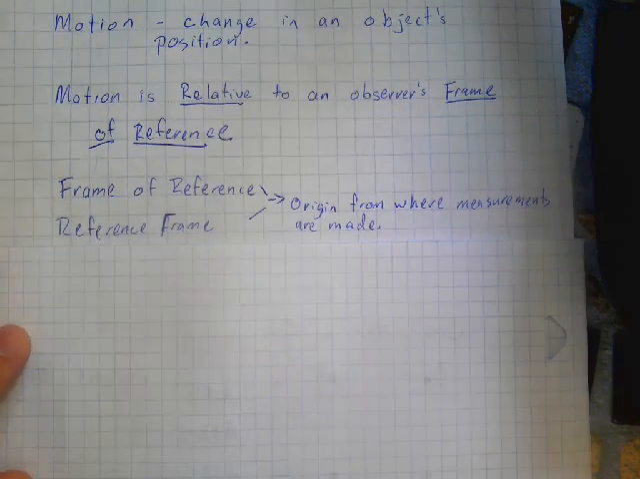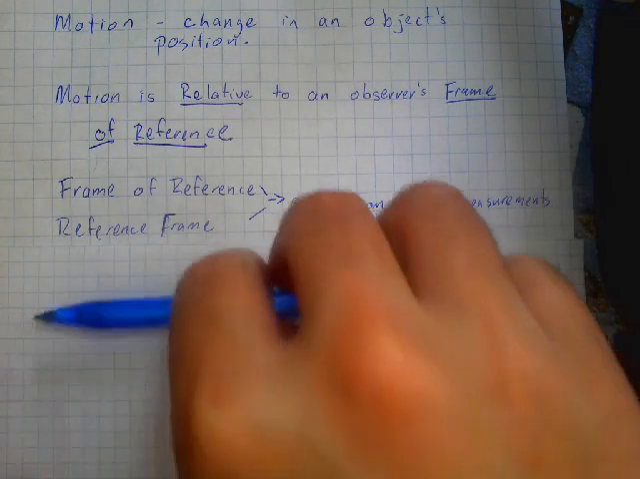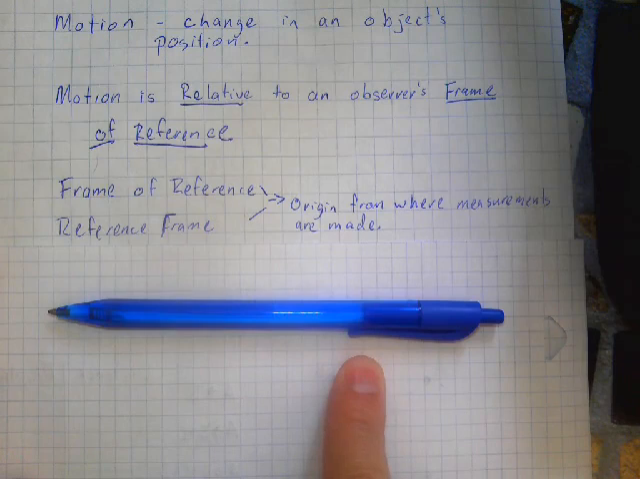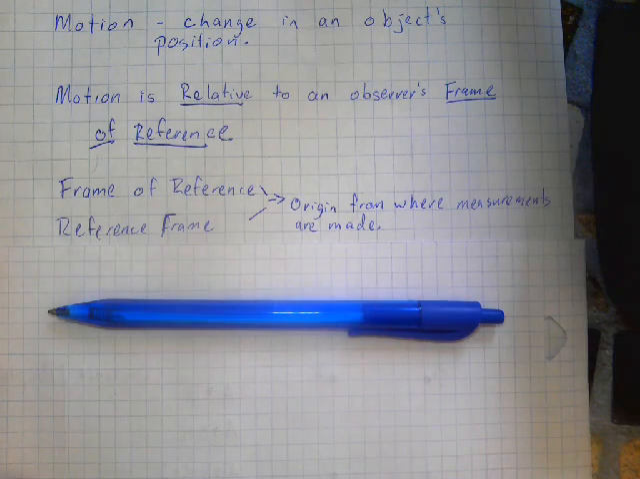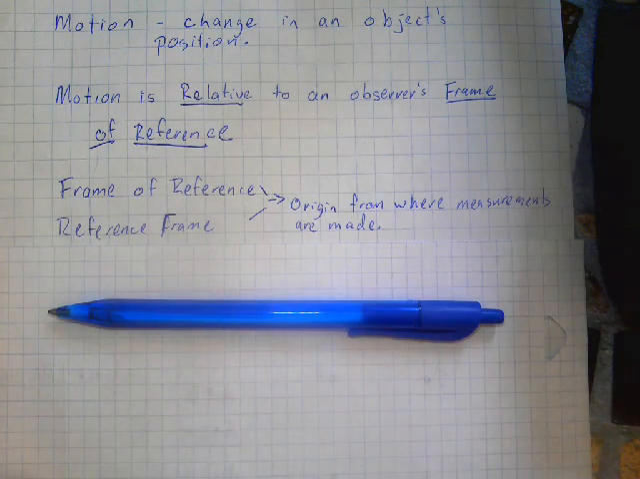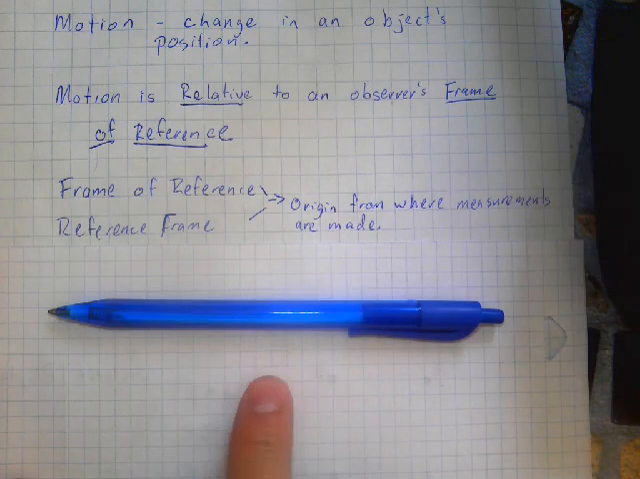A frame of reference, or a reference frame, is the origin from where measurements are made. So if I set my pen here, and I ask you, is my pen moving? Well, the answer would be no, right? My pen's not changing its position relative to the camera. But that's because we chose the reference frame of the camera. If we talk about a different reference frame, like a reference frame far above the Earth, we would see the pen move from east to west as the Earth rotates around.